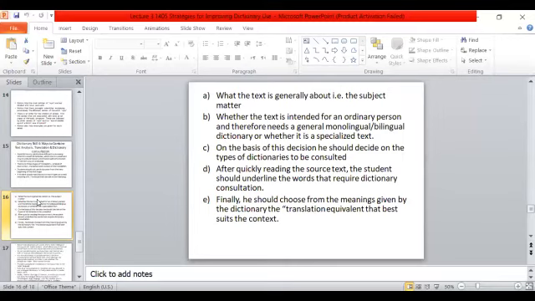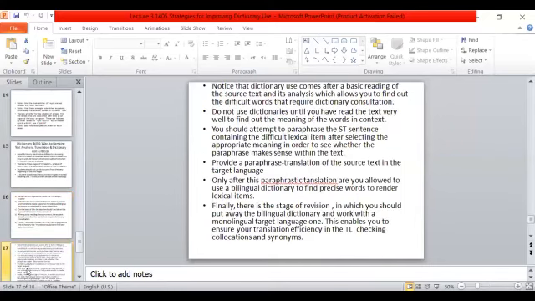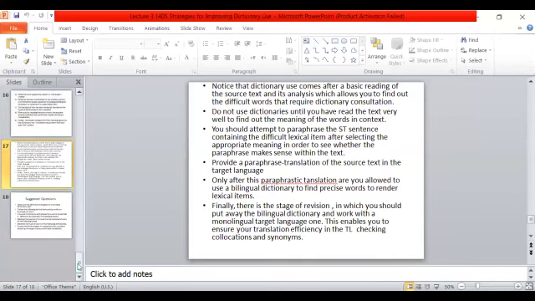After quickly reading the source text, the student should underline the words that require dictionary consultation. Finally, he should choose from the meanings given by the dictionary the translation equivalent that best suits the context or the situation. Notice that dictionary use comes after a basic reading of the source text and its analysis, which allows you to find out the difficult words that require dictionary consultation. Do not use dictionaries until you have read the text very well to find out the meaning of the words in context.